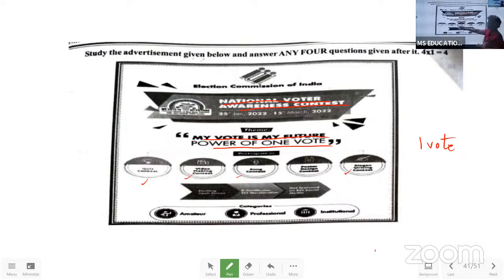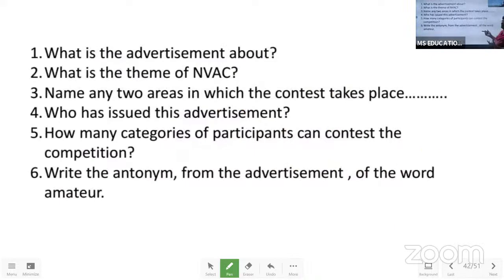Different categories like quiz, video making, essay contest, biography writing contest. This is another contest, children. You can write any two. Your paper will be much clearer than what is here, children. So when you look into your question and answer, there are many categories. How many categories? There are five.